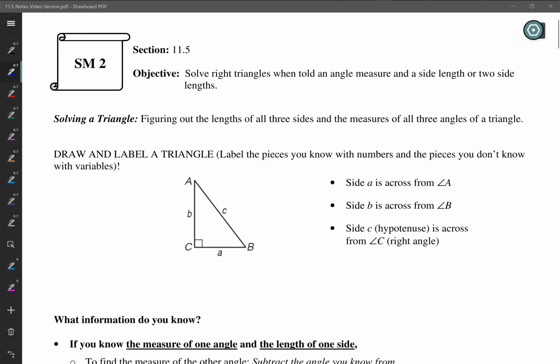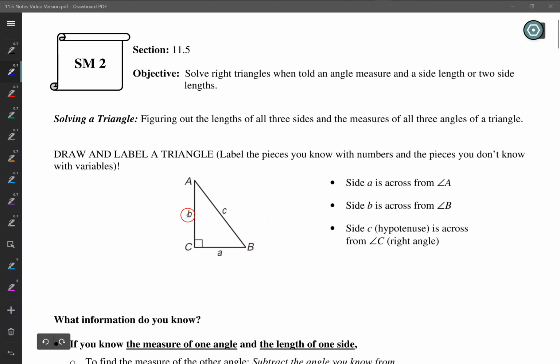The angles are generally labeled with capital letters, and the right angle is always labeled with a capital C. The other two angles are capital A and capital B. And the sides are labeled with lowercase a, b, and c. And what you need to know is that side lowercase a is across from angle capital A. So side little a is across from angle big A.